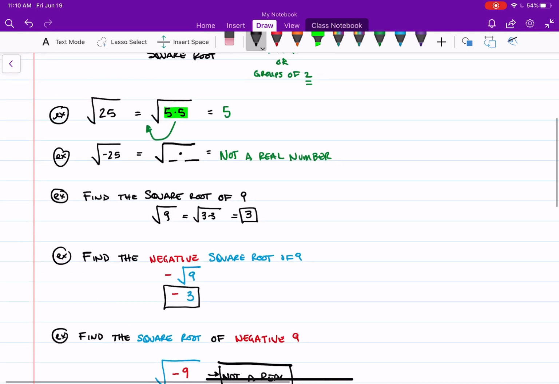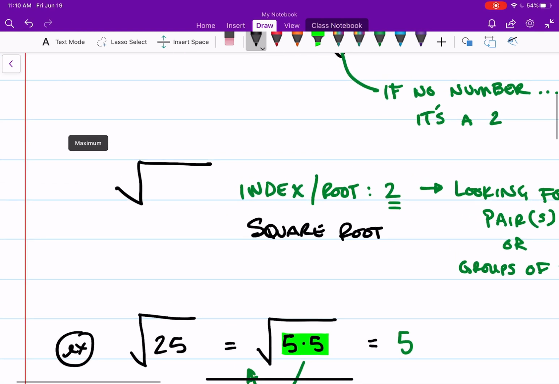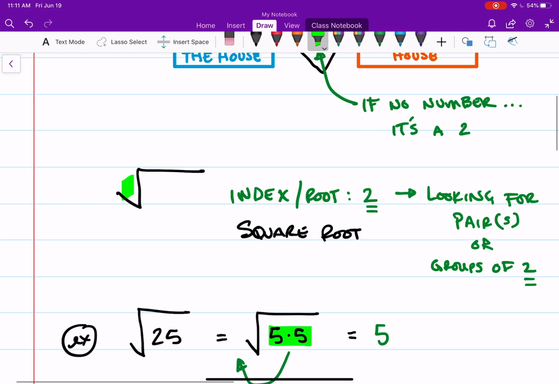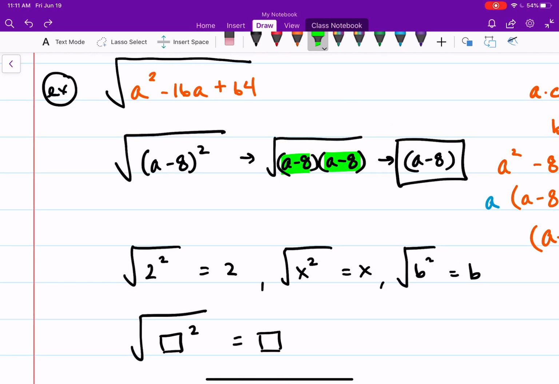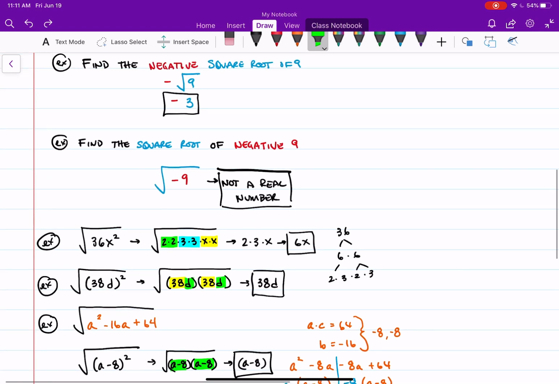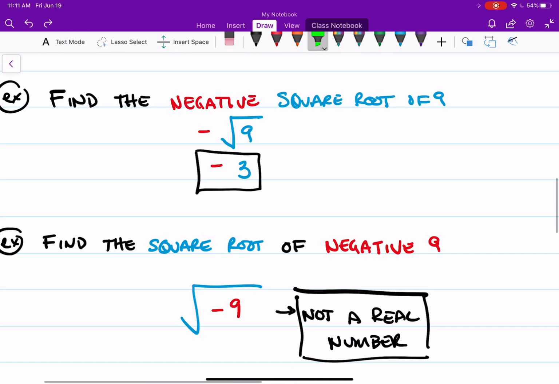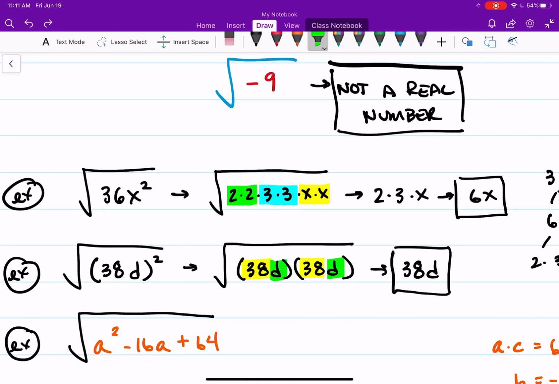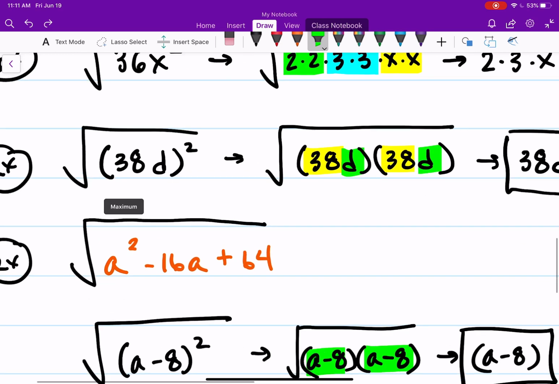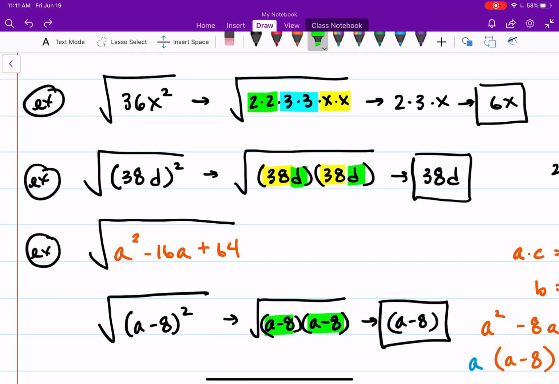Again, the square root, if there's no number in the index, right? If there's no number here in the index, it's assumed to be a 2, which means I'm looking for pairs, okay? I'm looking for pairs. That's why the square root of 9 is 3, because there's a pair of 3 that can come out, right? Over here, I broke down 36. There's a pair of 2, pair of 3, pair of x's that all three of them come out. Nobody left inside the house. So that's why it's 6x, which is 2 times 3 times x. Here is a pair of 38Ds. So the 38D comes out. Nobody else is left. In other words, there's nothing else that is not highlighted in there.